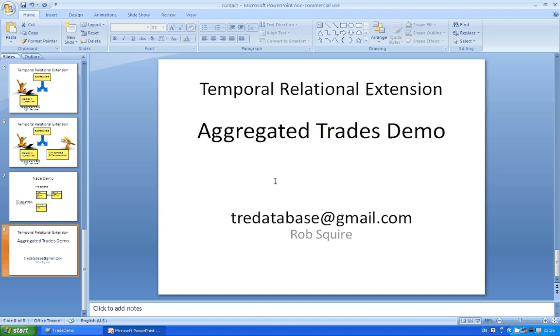It was a demonstration of the temporal relational extension. It was a very straightforward schema. It was working in the current view, which we think is the most natural way to work with a relational database. Although we didn't show much about referential integrity, TRE also maintains complete referential integrity at all points in time, both transaction and valid.